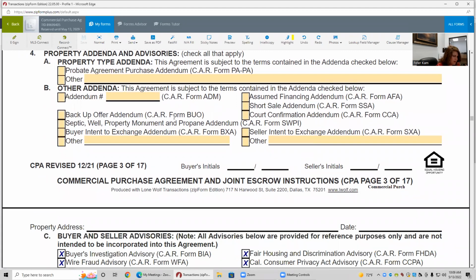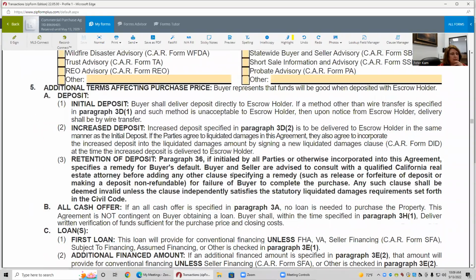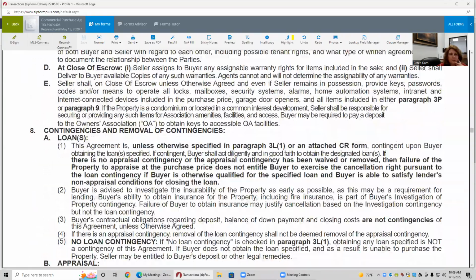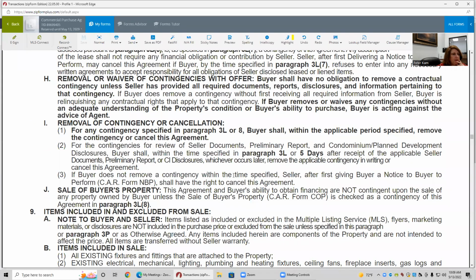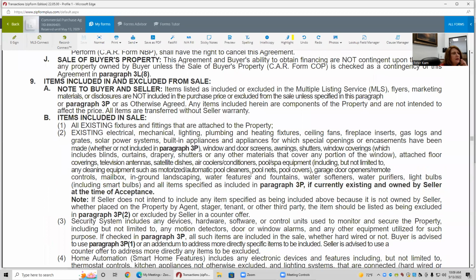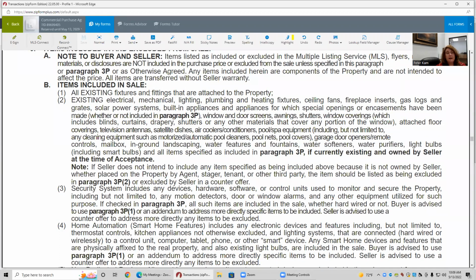So I'm going to scroll down to page 6. And we're going to go over some of the items here that are more particular to commercial, okay? So number 9, agents, go over this very carefully. It's the same in the residential, but read all of item number 9, because the items included in the sale, listing agents, unless you counter these out, here they're included. So make sure you're reading this and you're countering it out. Make sure if there's leased items that you're letting the buyer know.